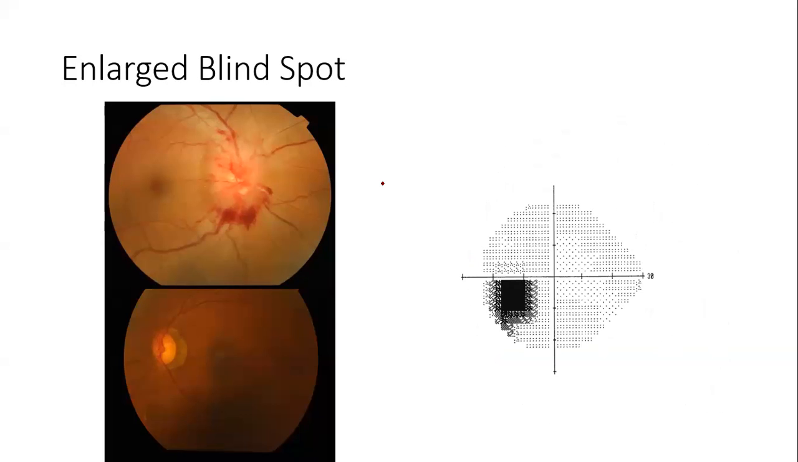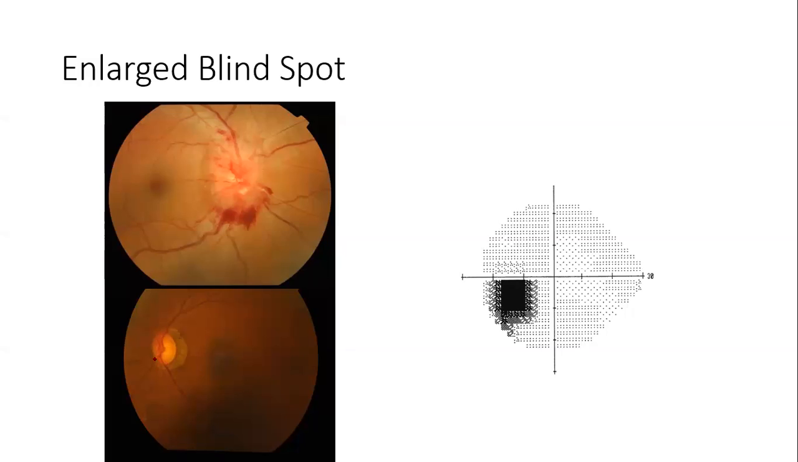So these are examples for an enlarged blind spot. Here we can see papilledema. In papilledema, the enlarged blind spot happens because there is edema, there will be sliding of the photoreceptors here. There will be mechanical alteration of the retina which is around the optic disc. That's why the blind spot appears enlarged.